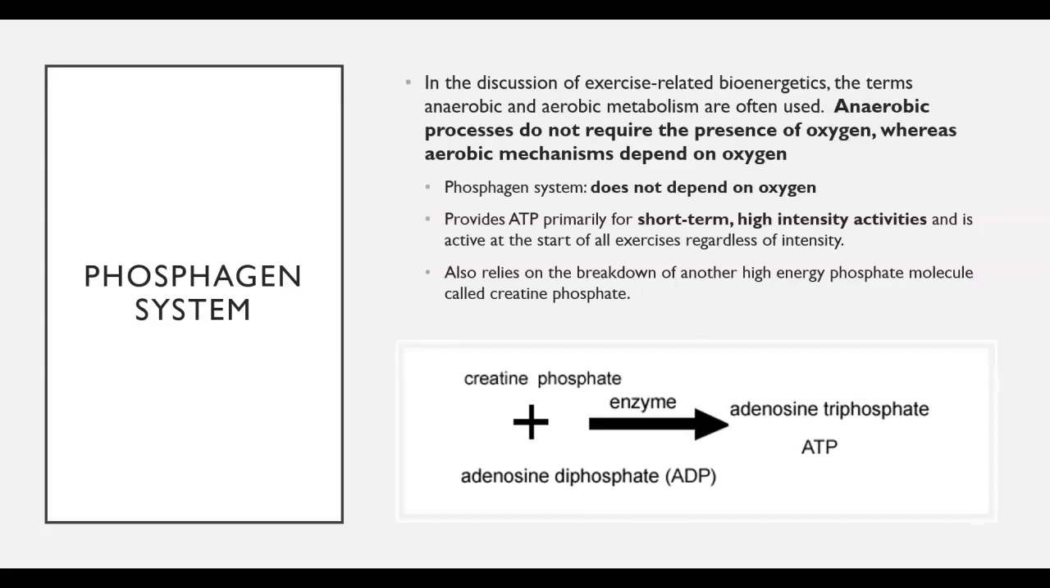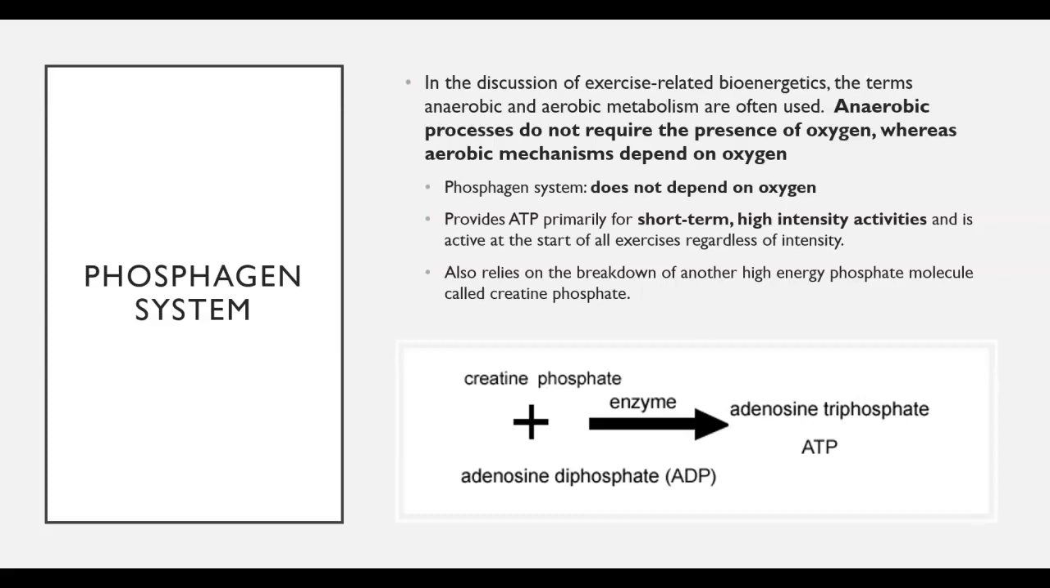Okay, so let's actually start out with the phosphagen system. In the discussion of exercise-related bioenergetics, the terms anaerobic and aerobic metabolism are often used. So what does that actually mean? So anaerobic just means it doesn't require oxygen, whereas aerobic mechanisms do depend on oxygen. Now the phosphagen system, in order to create energy, it does not depend on the use of oxygen.